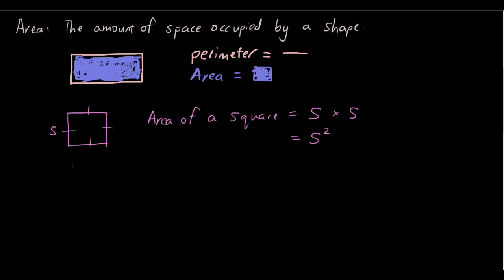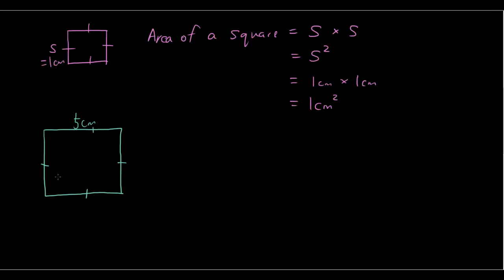So imagine if we had a square where each side is 1 centimeter long. Now the area of a square will then become 1 times 1. So 1 centimeter times 1 centimeter, which will be 1 centimeter squared. So really, when we're finding the area of bigger shapes, for example this one, a 5 centimeter square, we're just counting how many little 1 centimeter squares are inside our big square.